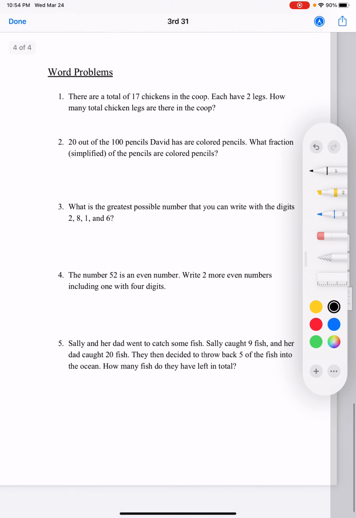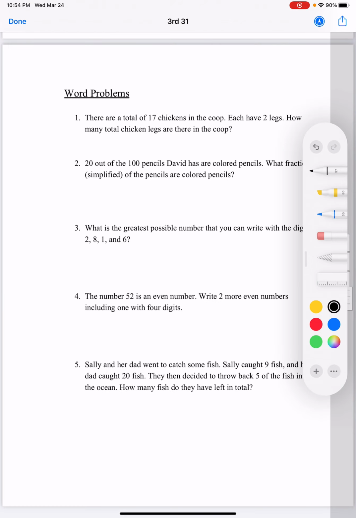Okay, lastly, we have word problems. There are a total of 17 chickens in the coop. Each has 2 legs. How many total chicken legs are there in the coop? So we do 17 times 2. 7 times 2 is 14. We bring the 1 up. 1 times 2 is 2 plus 1 is 3. So there are 34 chicken legs. Don't forget to label chicken legs and box your answers.